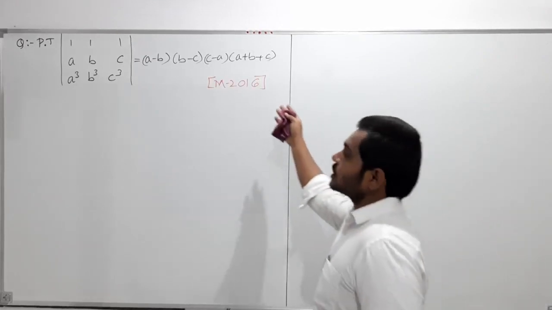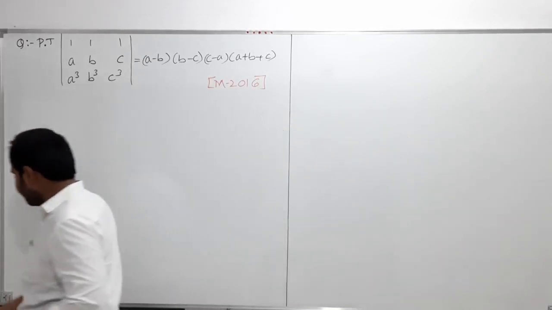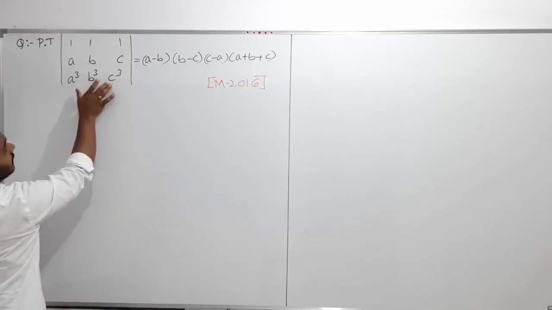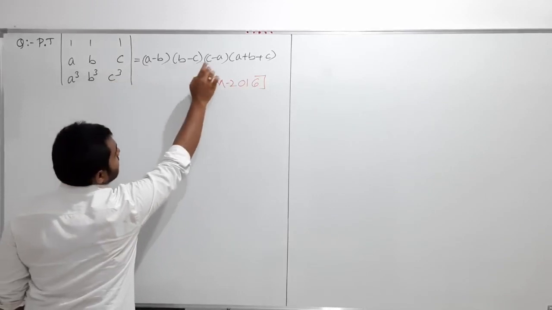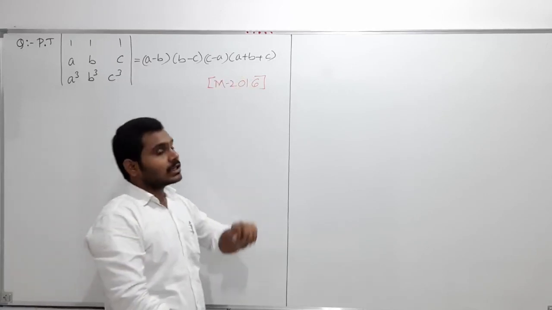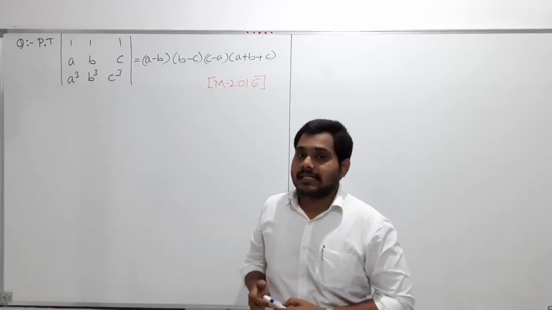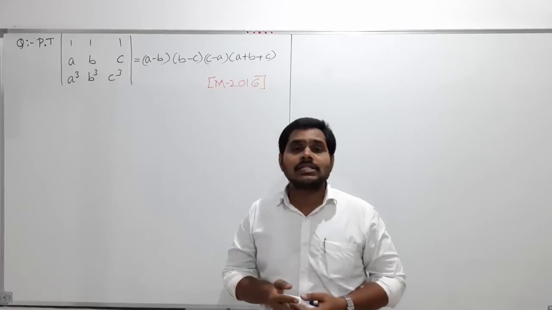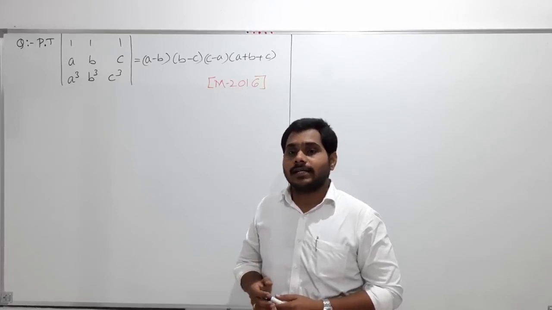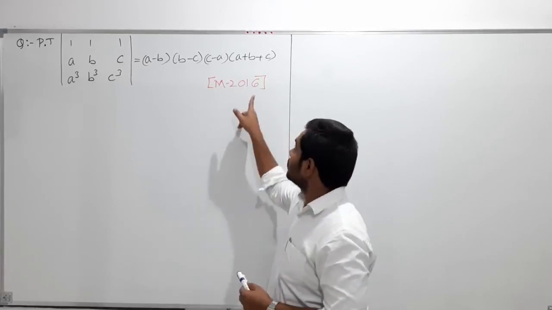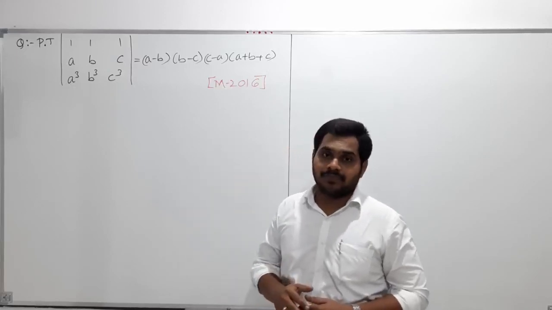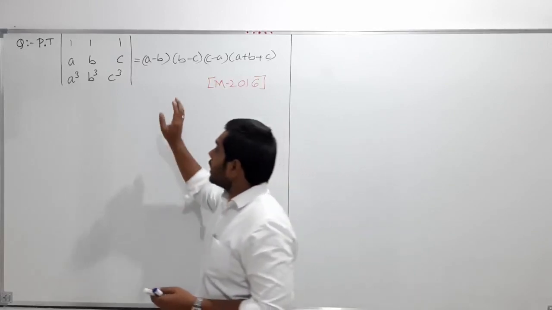Yes, my dear students, the next question I have written here. The next question given to you is: prove that this determinant value is equal to (a minus b) into (b minus c) into (c minus a) into (a plus b plus c). Again, this question was asked in March 2016 in our annual examinations, the Karnataka State Board examinations. Clear? Now I will solve the question.